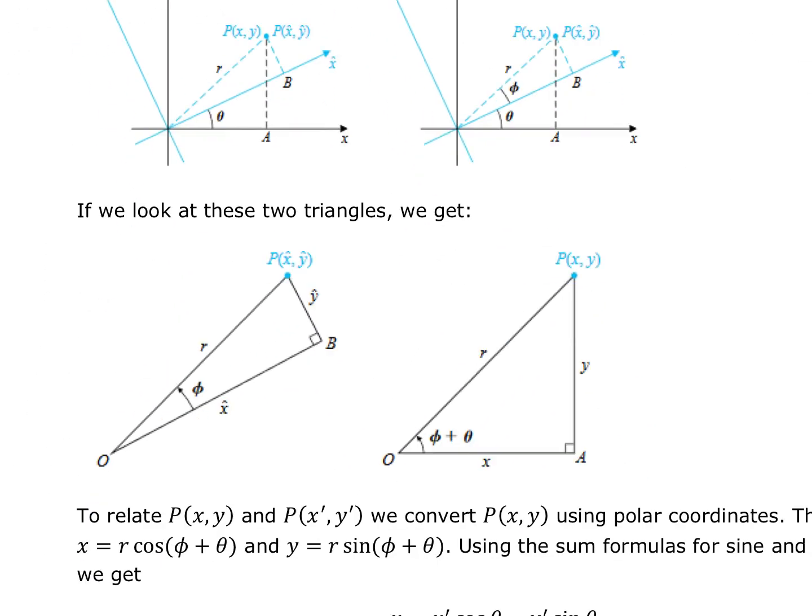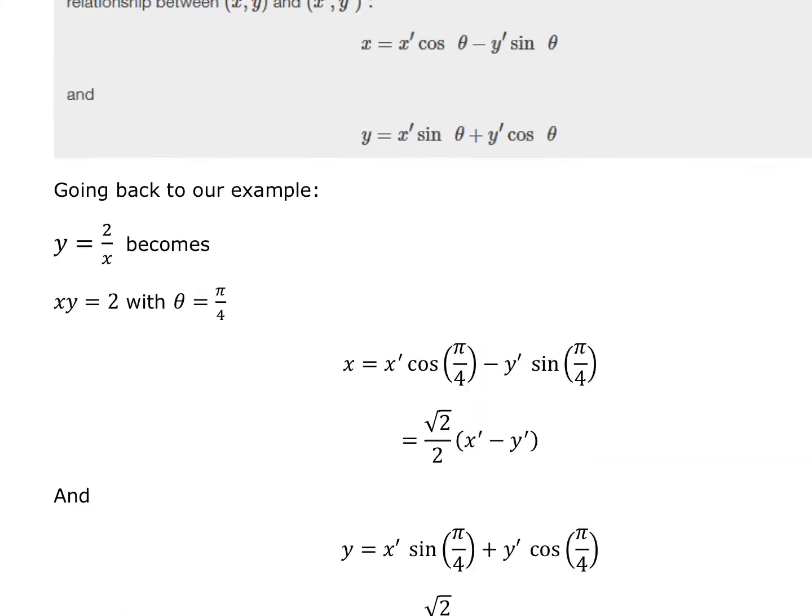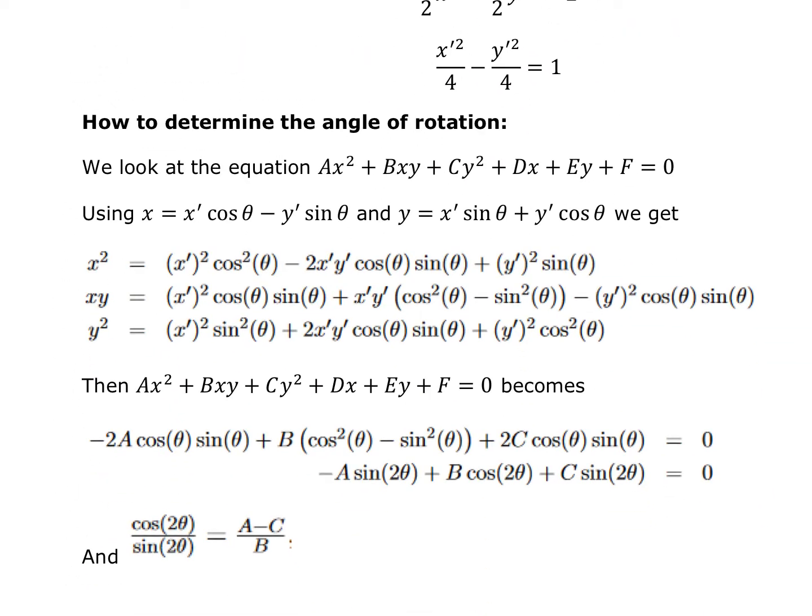So, here we go. How do we determine what kind of conic we have, and how do we determine our angle of rotation? Well, we know that x squared can be replaced with all of this, and y squared can get replaced with all of that, and xy can get replaced with all of that. So then I have ax squared, and that gives all of that, becomes this, which basically gives me this.